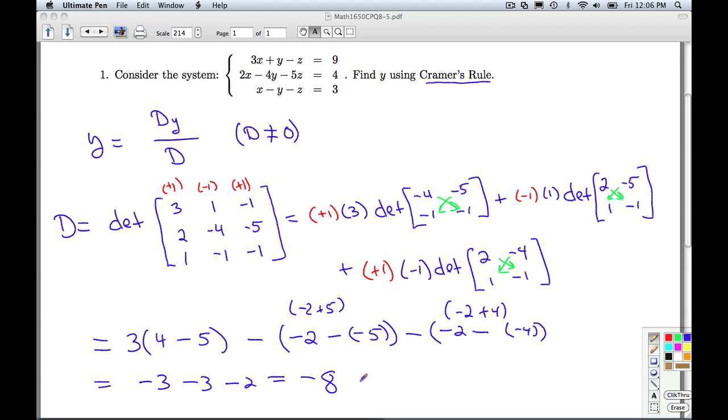What's important about negative 8? It's not 0. And since the determinant of the coefficient matrix is not 0, that means we have a consistent independent system, which means there's going to be only one value we get for y.